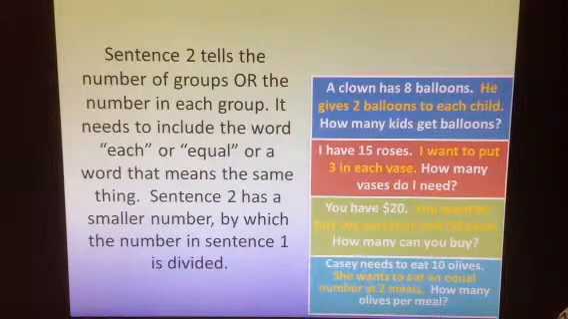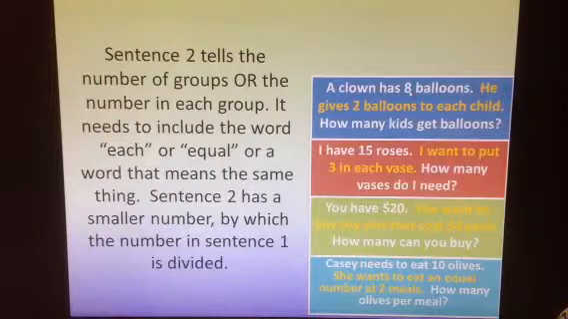Sentence 2 tells the number of groups or the number in each group. It needs to include the word each or equal or a word that means the same thing. Sentence 2 has a smaller number by which the number in sentence 1 is divided. So to explain that last part a little better.